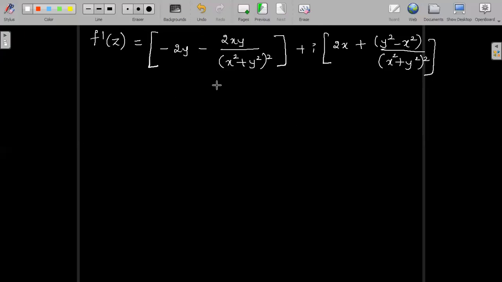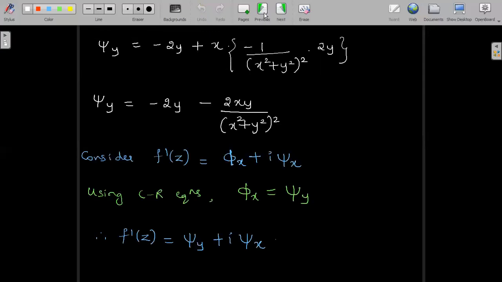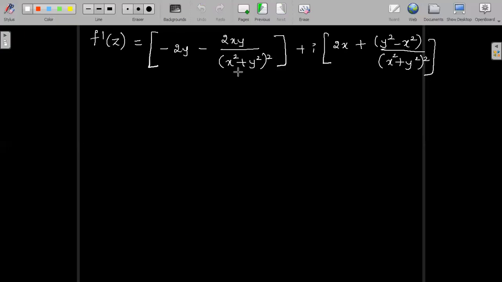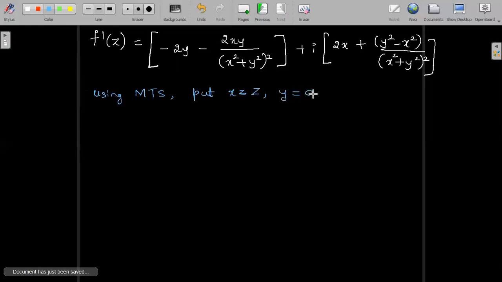Let us just check the substitution once. The first one should have been psi y and the second one is psi x. Yes, this is psi x. Now immediately we will make use of the Milne-Thomson substitution. Using Milne-Thomson substitution, we put x is equal to z and y is equal to 0. Substitute x is equal to z and y is equal to 0 in the previous expression.